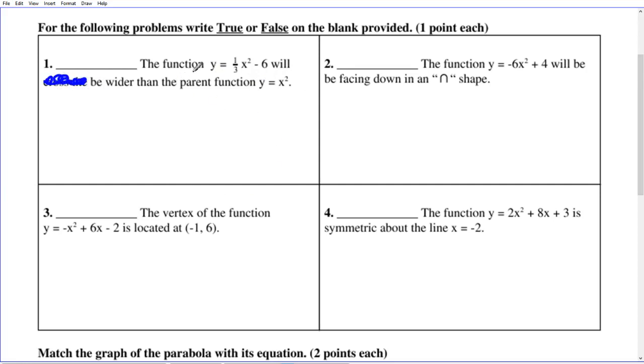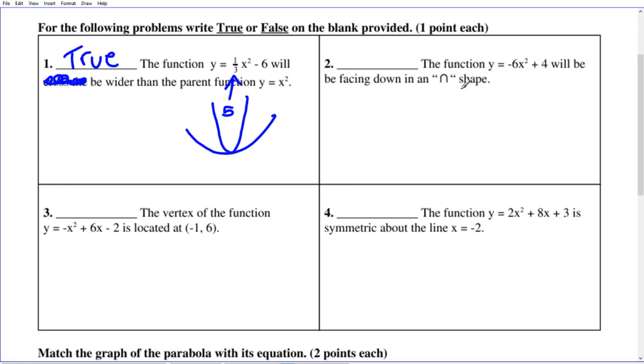How about that? The function, this, will be wider than the parent function, y equals x squared. Is that true or false? Well, that's true. We learned that this a value, if it is a fraction, makes the function wider than the parent function. It makes the slope less steep than the parent function. So this one is true. If this a value was something bigger, say a 5, that would make the slope a lot steeper, and it would be thinner than the parent function.